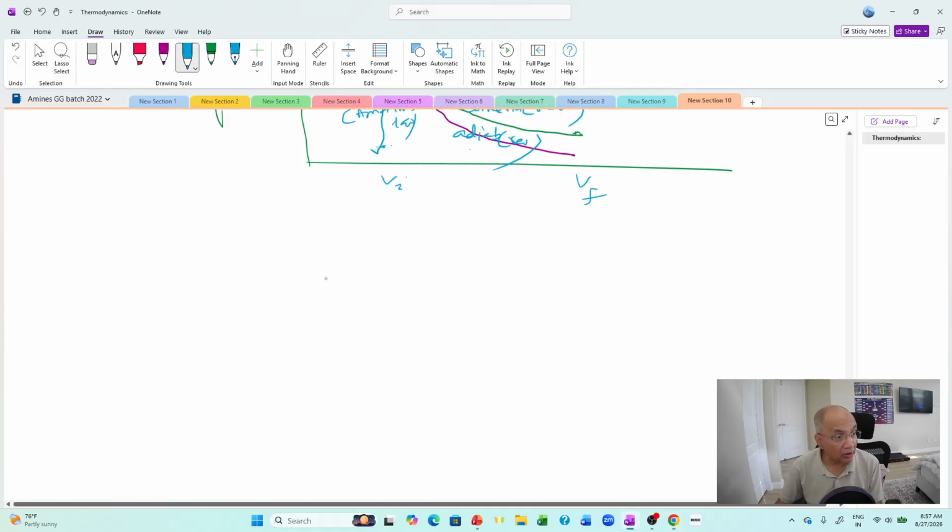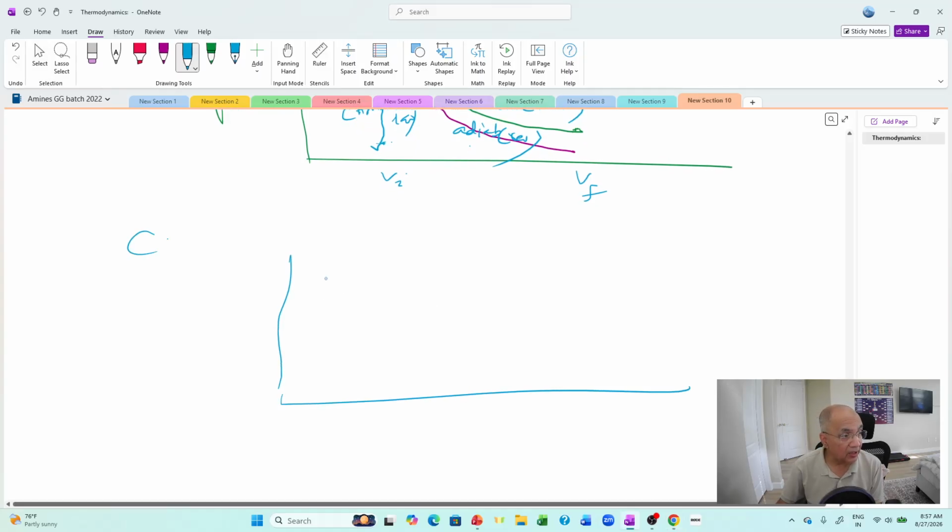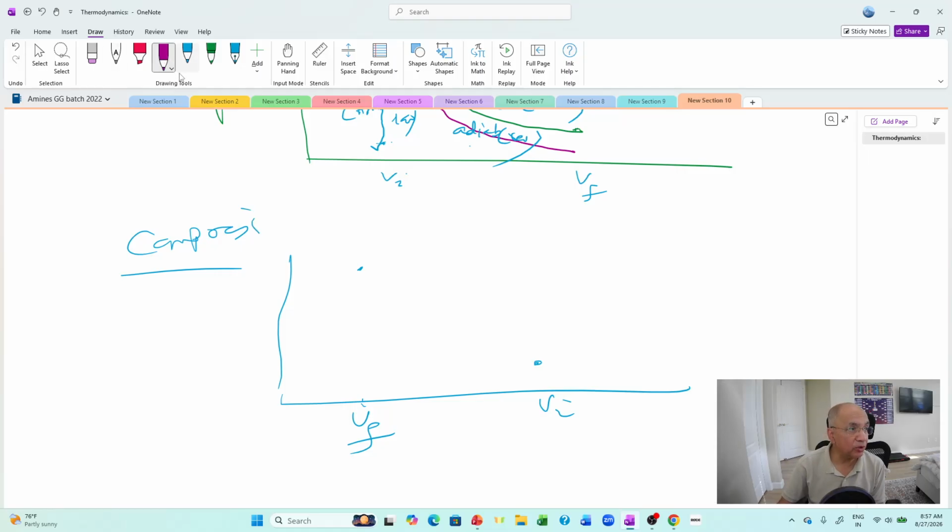And in compression, you must know the difference. In compression, supposing starting point is here, it is V initial, and ending point is here, V final, compression. So I am drawing, you will tell me which one is which. Of course, now you can say everything correctly. Going to the same final volume.